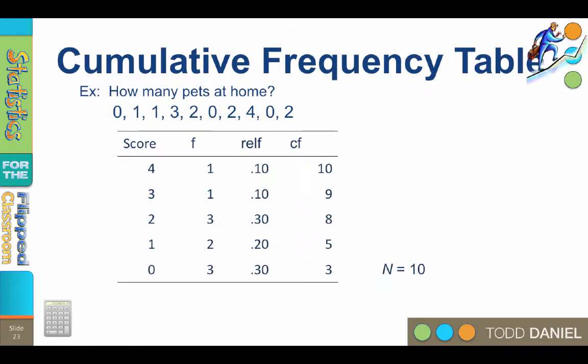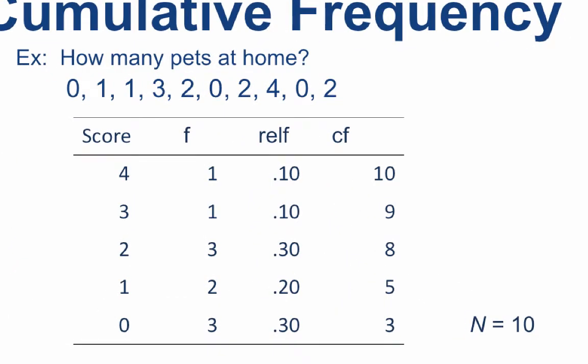Returning to our pets data, the first cumulative frequency value will be the same as the frequency value for the smallest score in our data. In this case, 0 has a frequency of 2, so that is our first cumulative frequency value. Remember that we are starting at the bottom of the cumulative frequency column this time. Now we begin to accumulate frequencies.